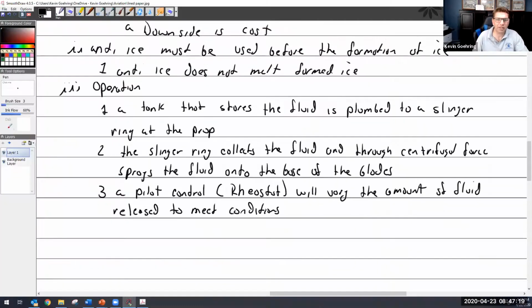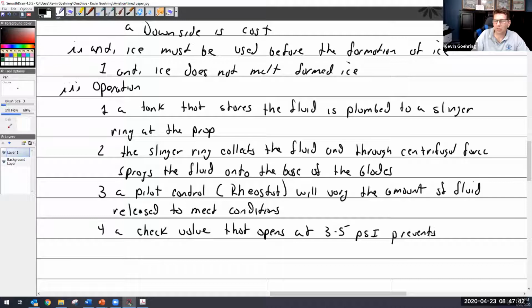So you don't want to do that. So I'll say a check valve that opens at 3 to 5 psi, prevents fluid from being sucked out of the tank.